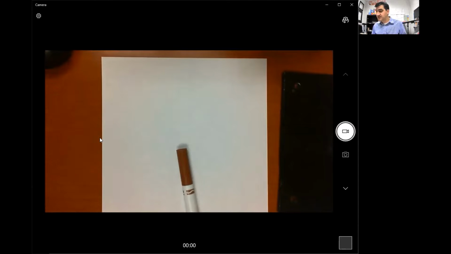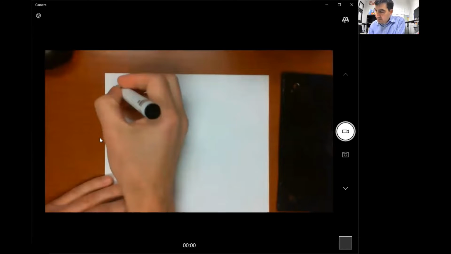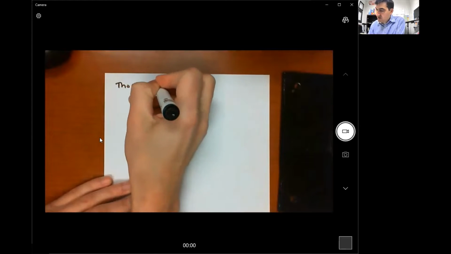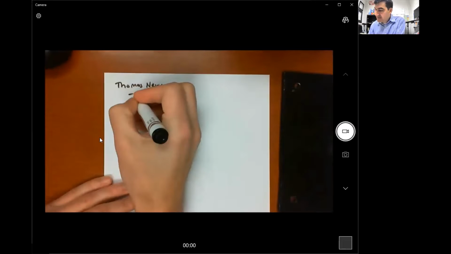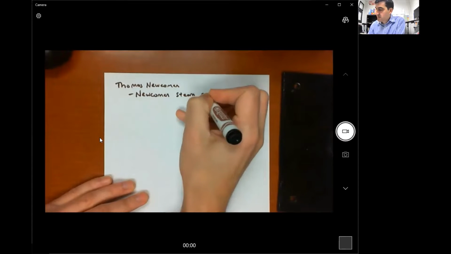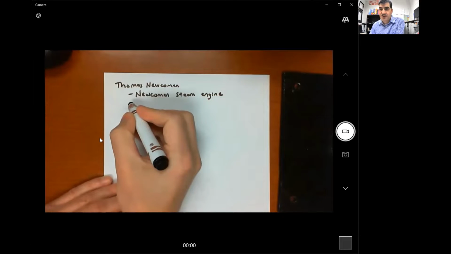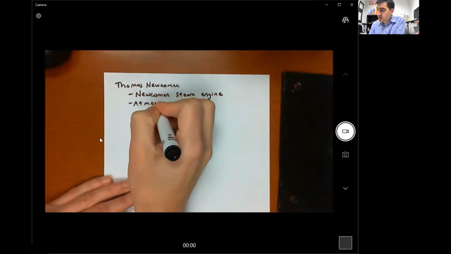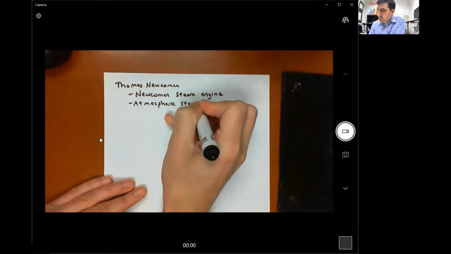The idea of a steam engine was considered, but it wasn't really developed thoroughly until about the late 1600s to the early 1700s. There were a couple of people who were instrumental in the, I don't wanna say invention, but the significant improvement of the steam engine. The first person that we're going to talk about today was Thomas Newcomen. Sometimes this is referred to as the Newcomen steam engine, N-E-W-C-O-M-E-N, and alternatively, sometimes it's called the atmospheric steam engine. You'll see why.